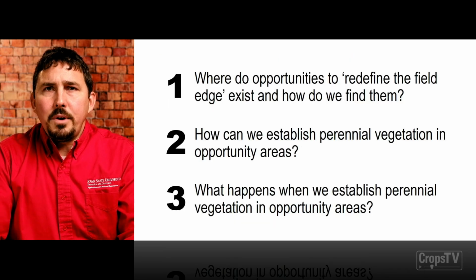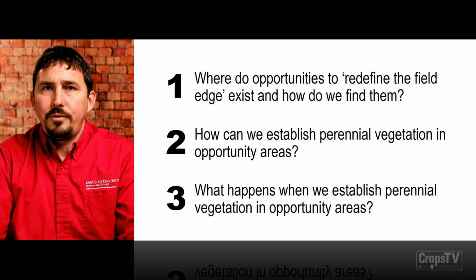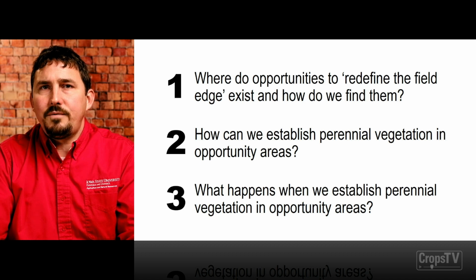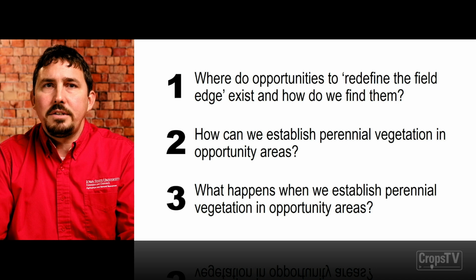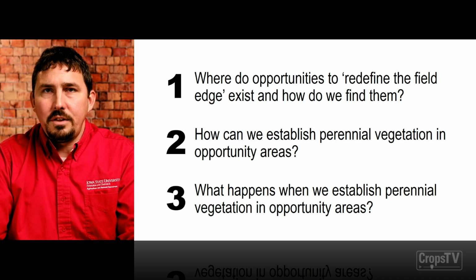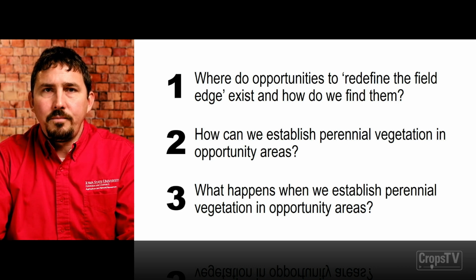So what we're going to go through today here a little bit is we're going to first start out with where do the opportunities to redefine the field edge exist and how do we find those? And then we'll transition over to Adam a little bit about how can we establish these perennial vegetation in the opportunistic areas, and then what happens when we do establish that perennial vegetation in those areas. So that's kind of the plan of attack here for the next several slides.